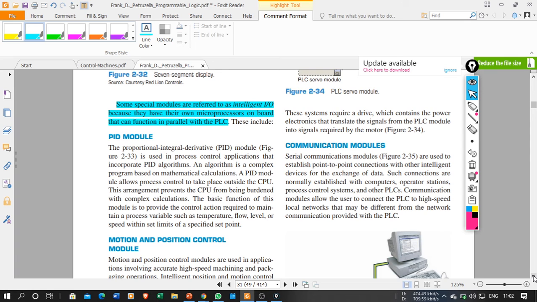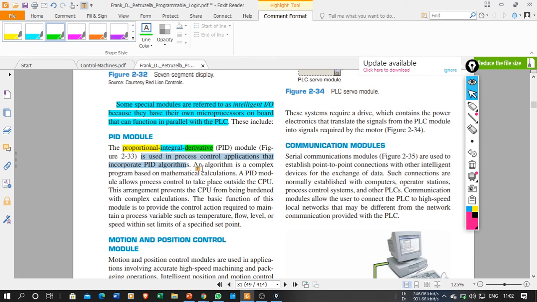PID stands for proportional, integral, and derivative actions. The PID module is used in process control applications that incorporate a PID algorithm. P stands for proportional control, I stands for integral control, and D stands for derivative control. These are the three controls which are commonly used in the process industry.